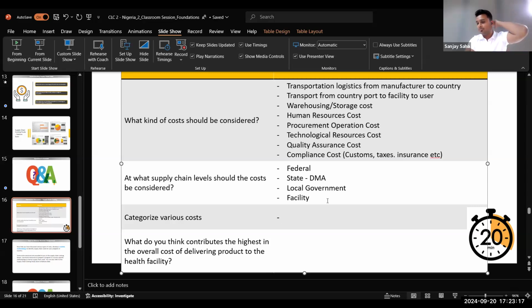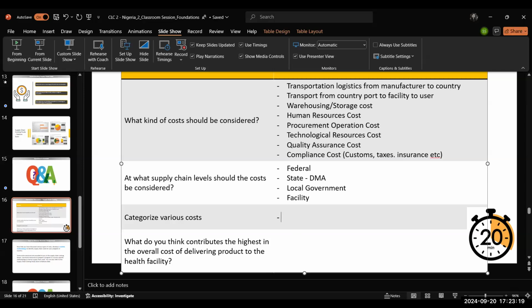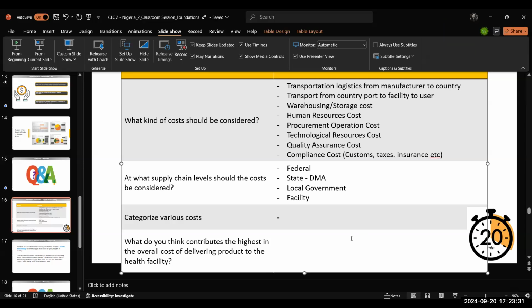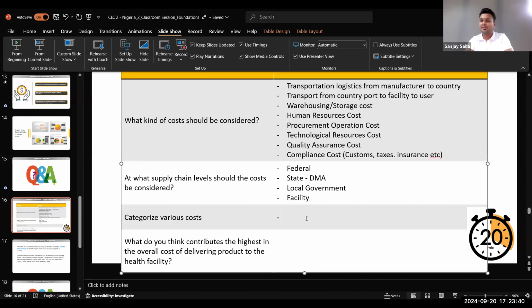Festus, you have raised your hand. Go on. Yes, I want to say that from the DMA, we're talking about the levels. Some states have decentralized warehouses for proximity, and at those levels they are not within the state but are maybe senatorial zones or regional zones, where there are warehouses that bring supplies close to people.